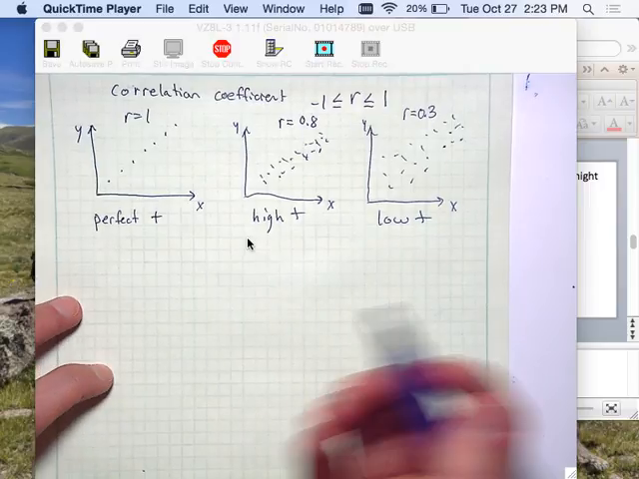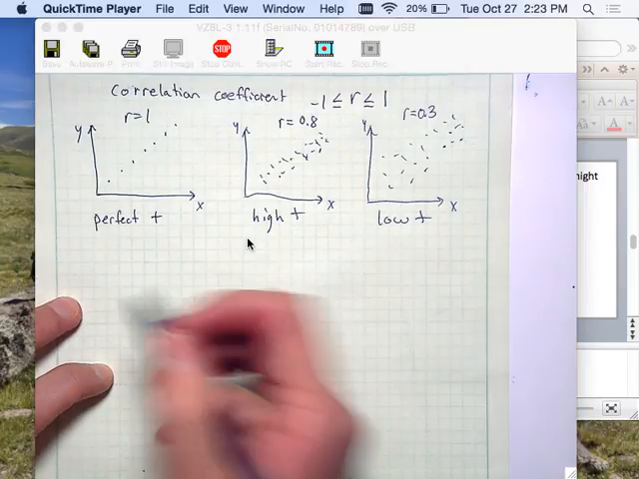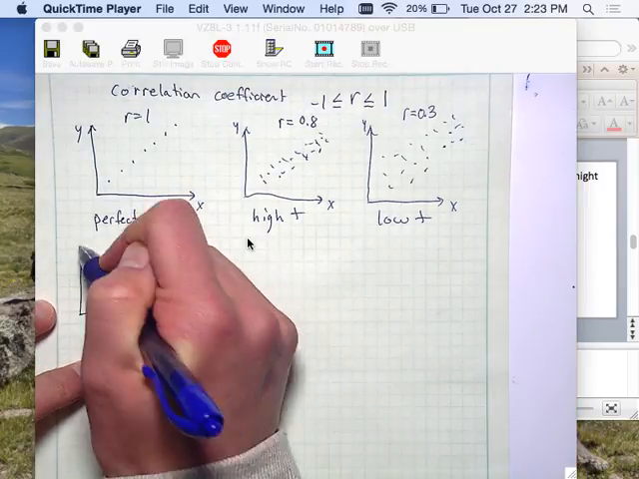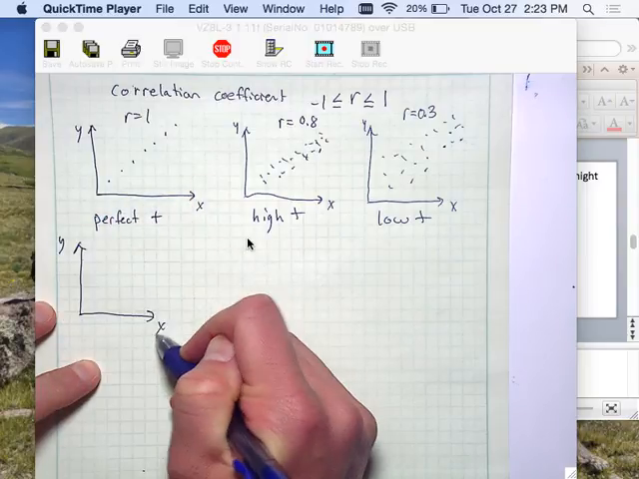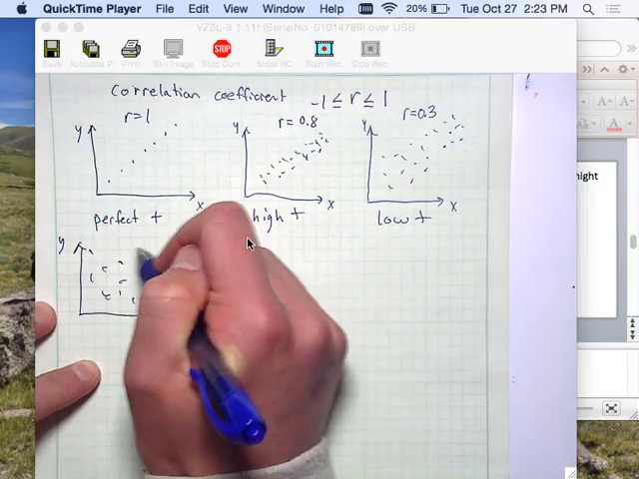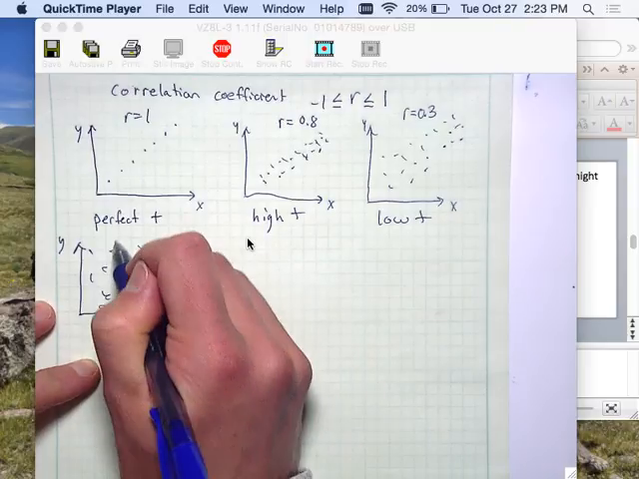So then we've gotten to 0. So what does 0 look like? A correlation coefficient of 0 is just going to be random nonsense. There's no correlation whatsoever.